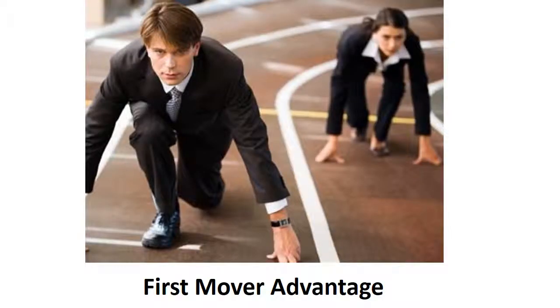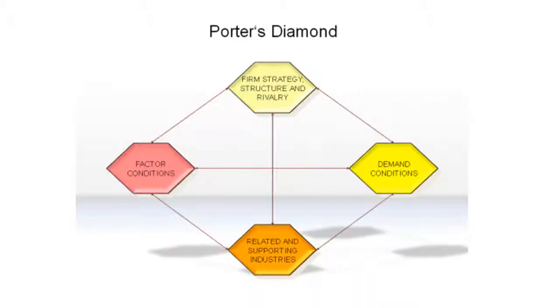In this theory, first mover advantage means early entrance into an industry has economic and strategic advantages. And the last topic is Porter's diamond. He identified 4 attributes that create competitive advantages. As you can see in this diagram, there are firm strategy, structure and rivalry, demand conditions, related and supporting industries, and factor endowments.